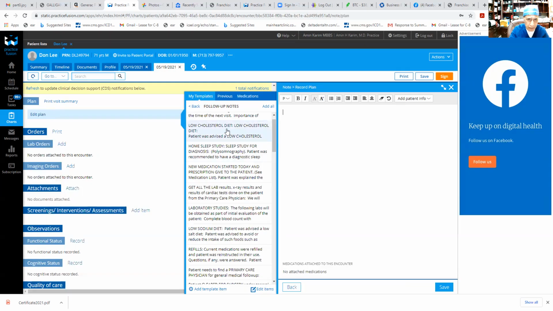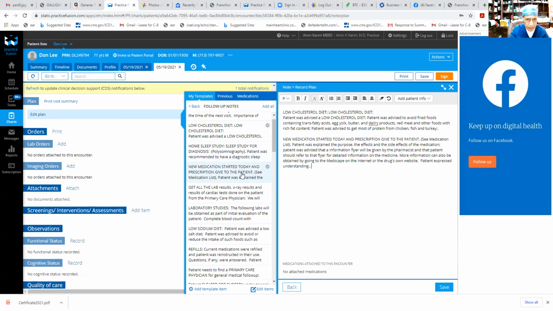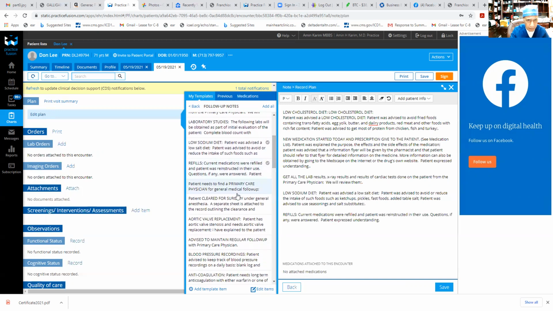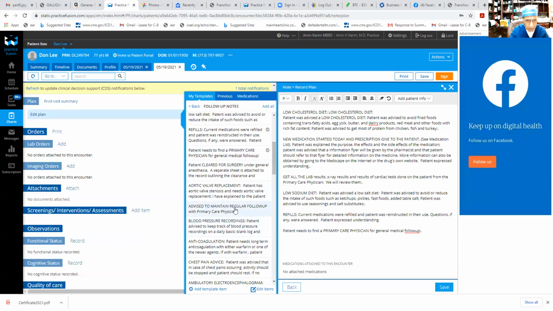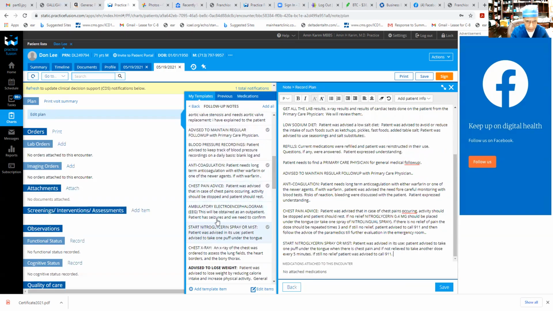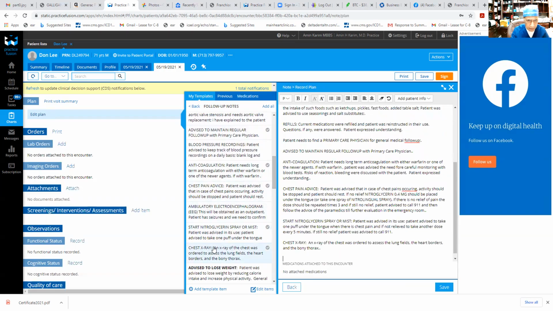So, for example, it is my habit, or whatever you want to call it, that I tell every patient to take a low cholesterol diet. That's one, and then leave a line in the next paragraph. New medication started today. Number three, get all the labs from somebody. Then low sodium diet, which I advise everybody. Refill medications if we did that. And the patient needs to find a primary care doctor if they don't have one, or if they have one, they were advised to maintain follow-up. Anticoagulation if they are on it. If we give them chest pain advice, you write it down. If we started nitroglycerin, if we got a chest X-ray, see, everything is here.